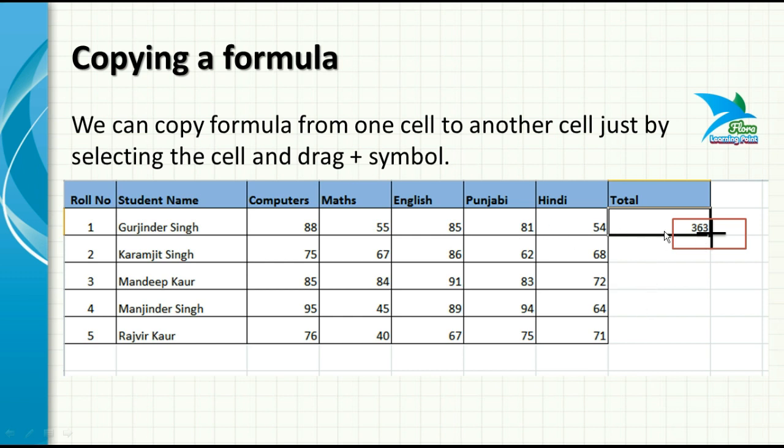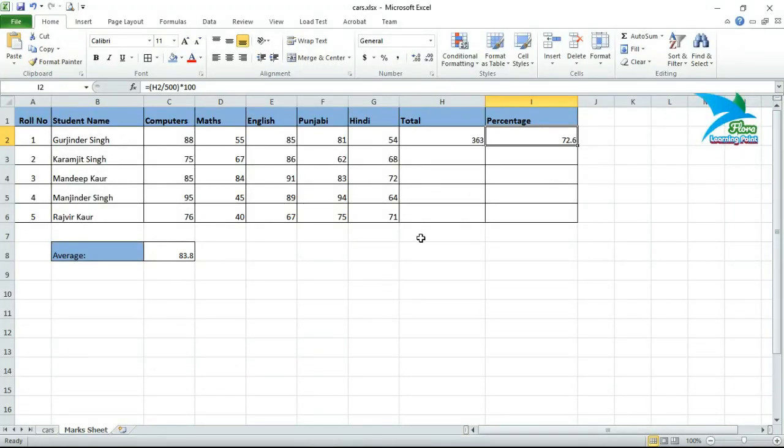By copying the formula from one cell to another, all the calculations will be performed automatically on the remaining cells. To perform the copy operation on a formula, you have to select the cell where you already defined the formula. Then at the bottom right corner, when you move your mouse pointer there, the pointer will convert to a plus symbol. Then after that you have to drag. So let's see how we can copy a formula.